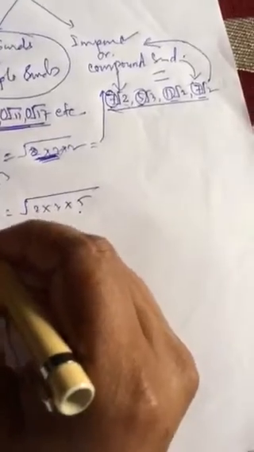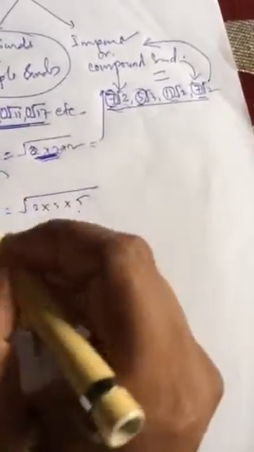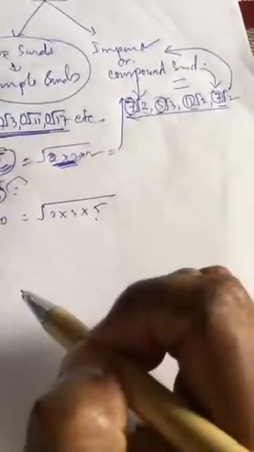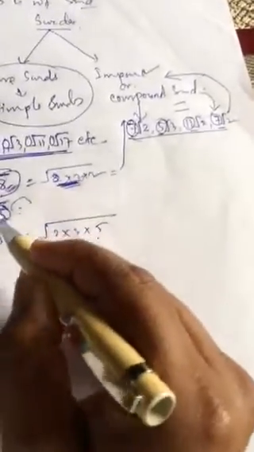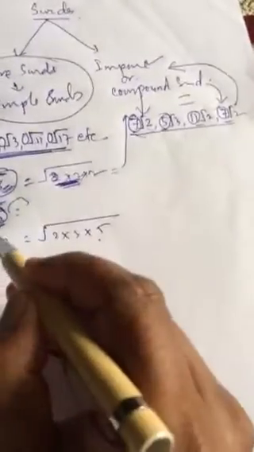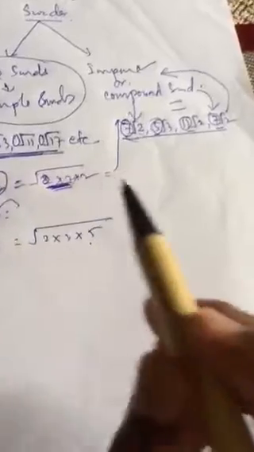Got my point? If you get some coefficient, it will be the impure form. But if there is no coefficient, if there is only root 5, then you can understand that it is a pure form of surds. It cannot be converted into impure form of surds, because 5 is a prime number. If there is a prime number, no need to try.